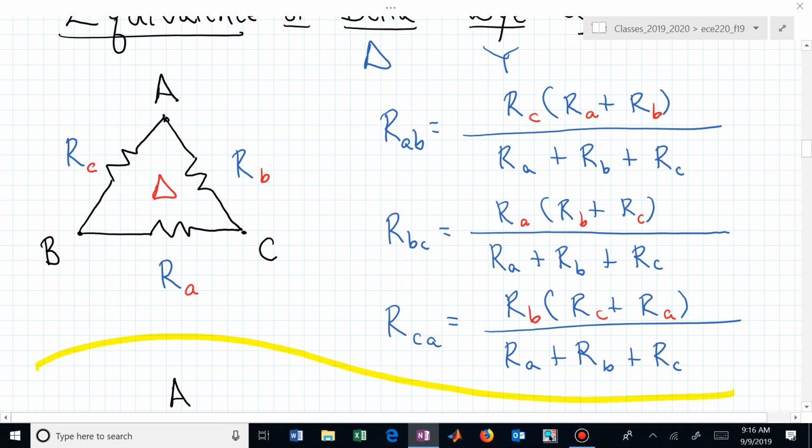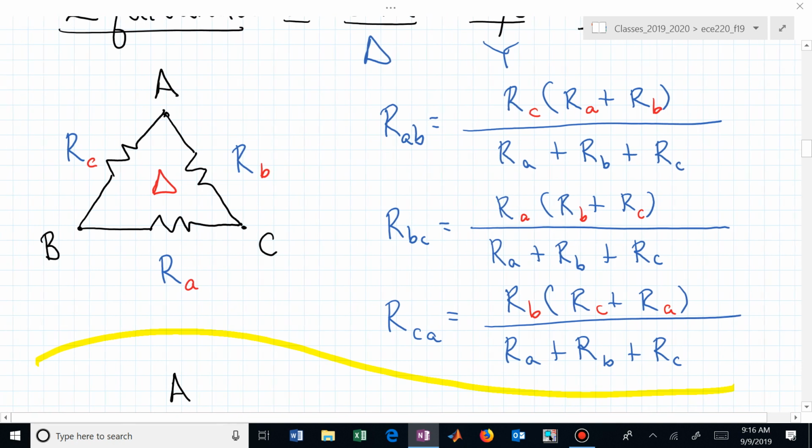Question? Pardon? So if this is in a circuit, you have to figure out the question. I'm not quite sure I'm catching it.